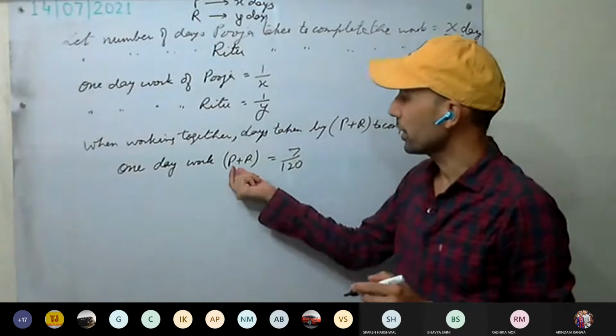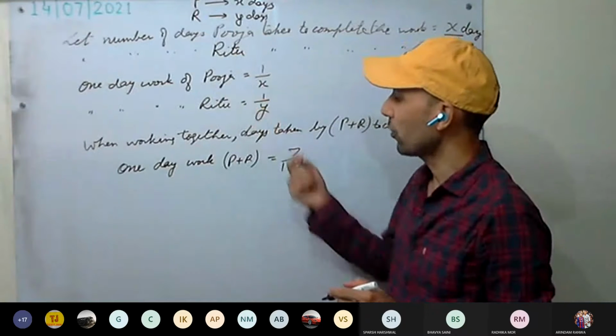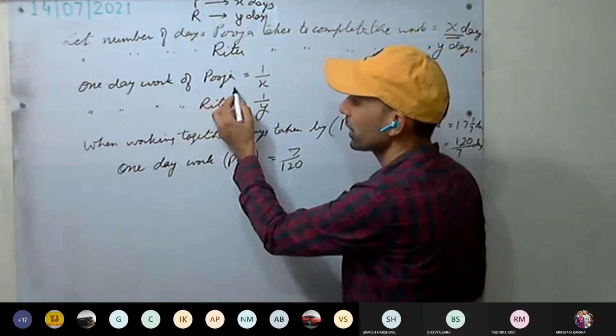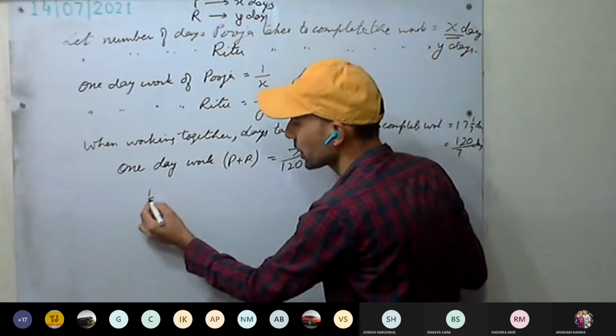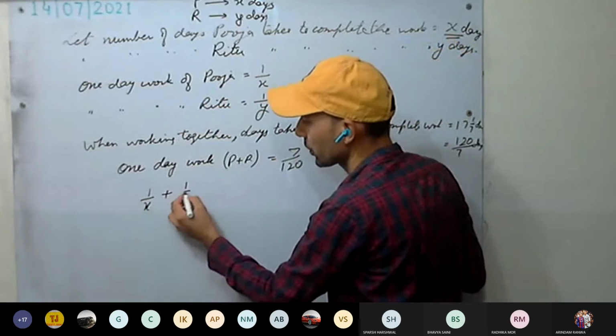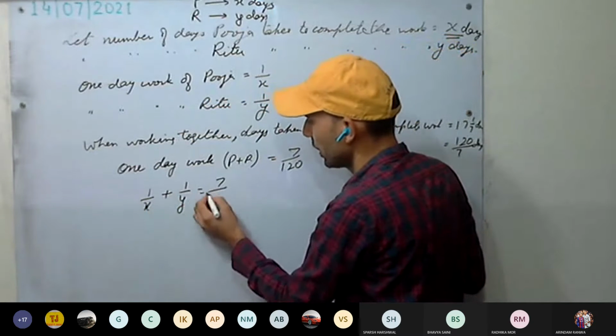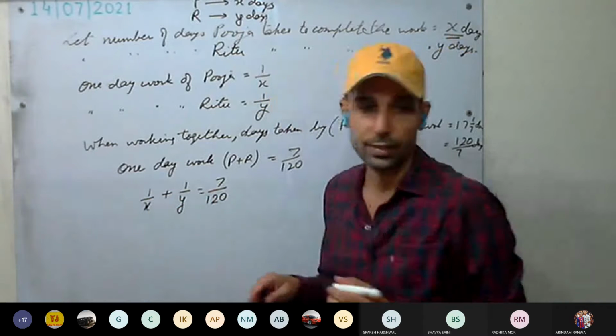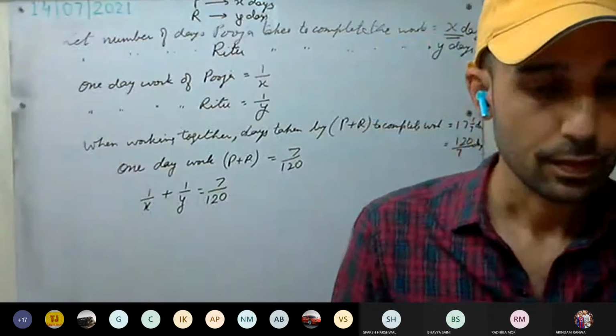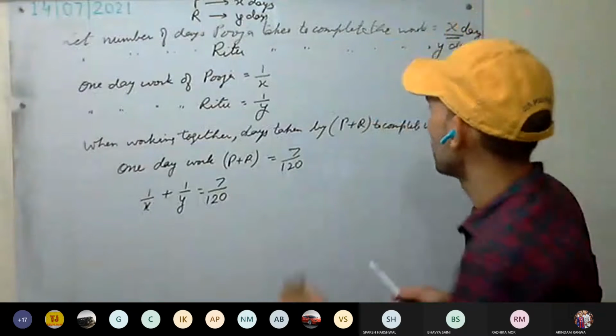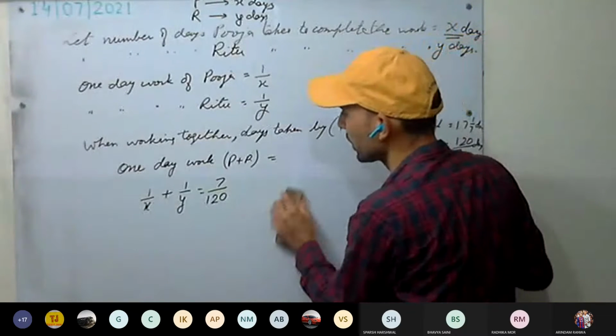So when working together, the one day work in terms of x and y, how can we write? 1 by x plus 1 by y is equal to 7 upon 120. One minute. Sorry.